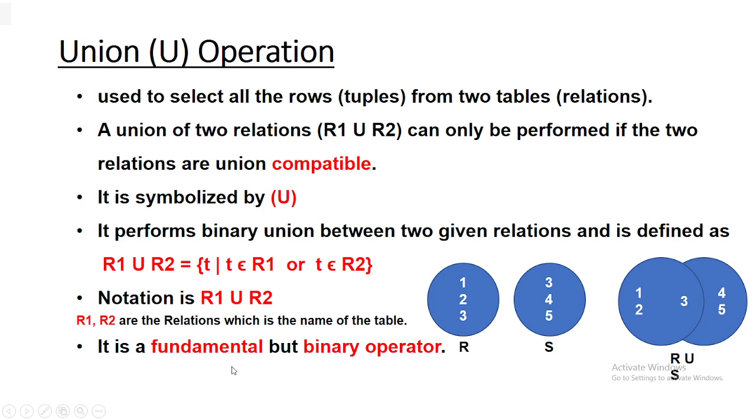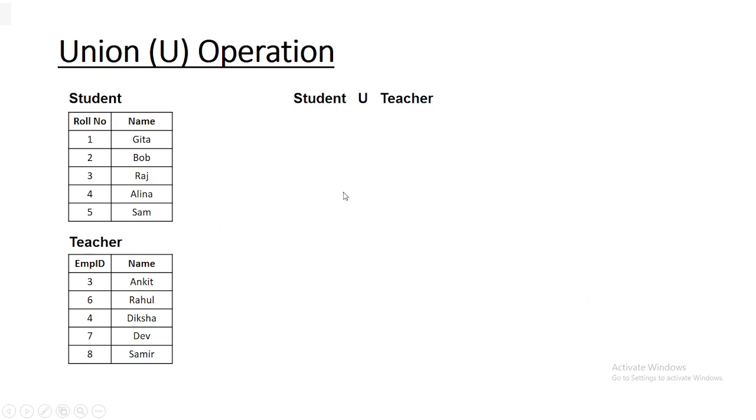We saw the same topic in set operators as well. So there are two sets, R and S. R consists of 1, 2, 3. S consists of 3, 4, 5. If you perform the union of these, you will get 1, 2, 3, 4, 5. So union of R and S has 1, 2, 3, 4, 5. So this is the table.